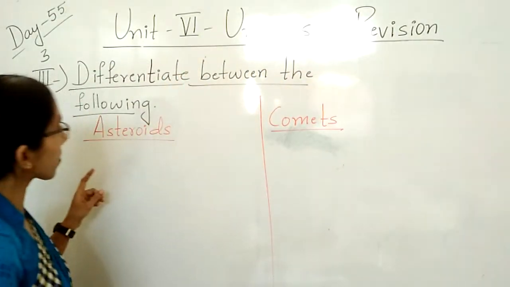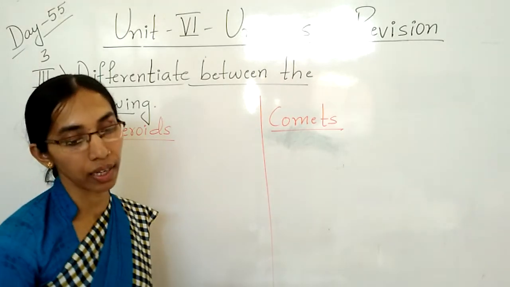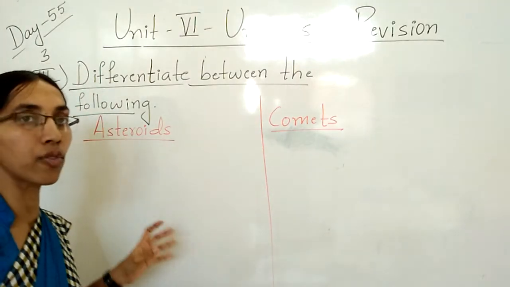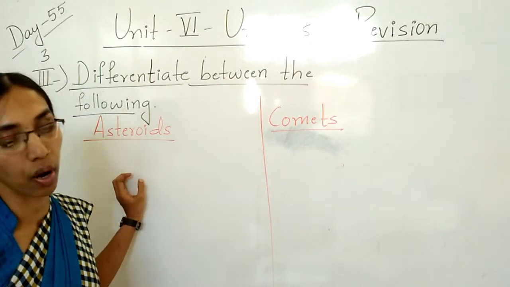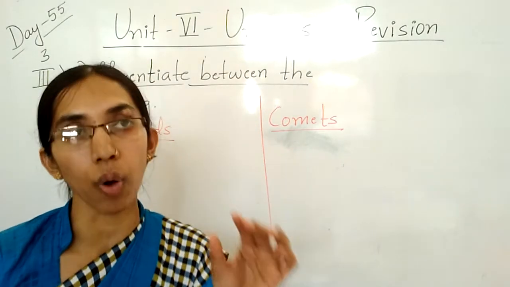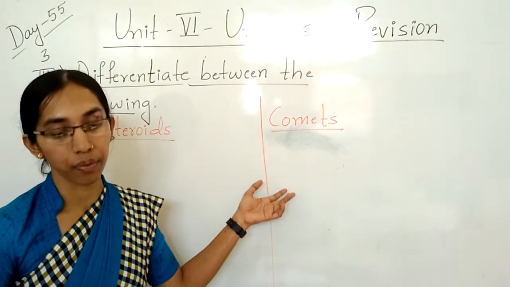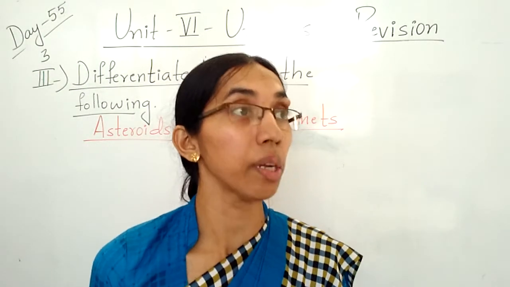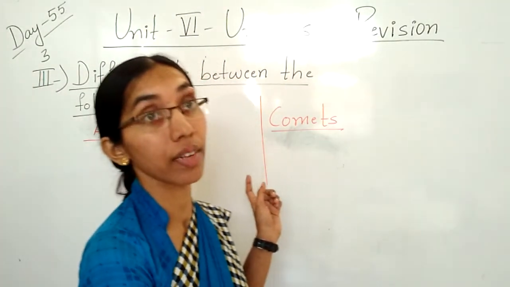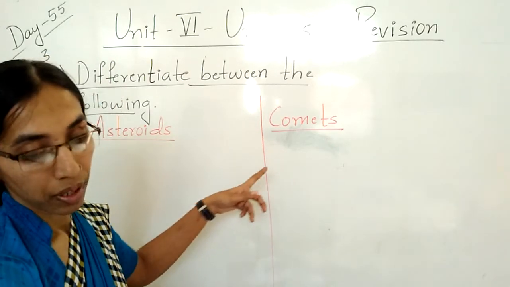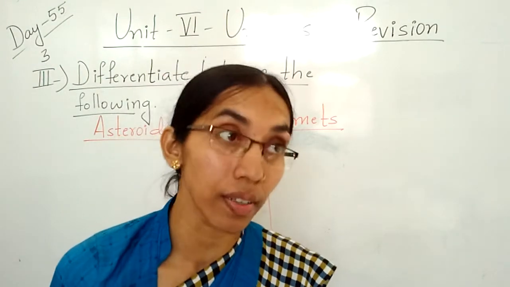Now we see the next one, the asteroids and comets. What is the difference between asteroids and comets? Asteroids are rocky bodies, rocks and stones. But comets are very small bodies made up of frozen gas, dust and rocks. Asteroids are found between the planets Mars and Jupiter, orbiting in what is called the asteroid belt. And when comets come closer to the sun, they develop a gaseous form.